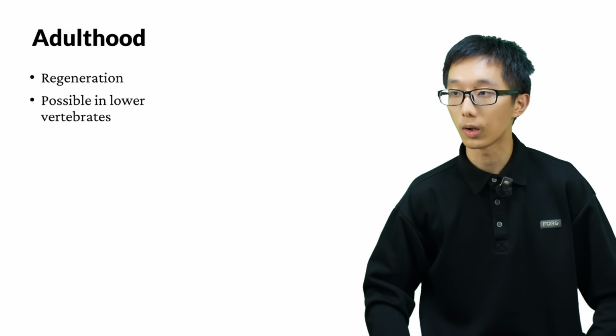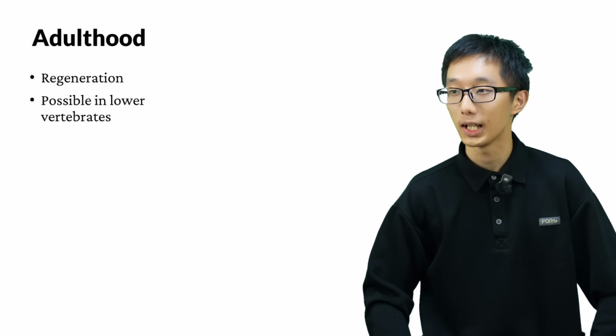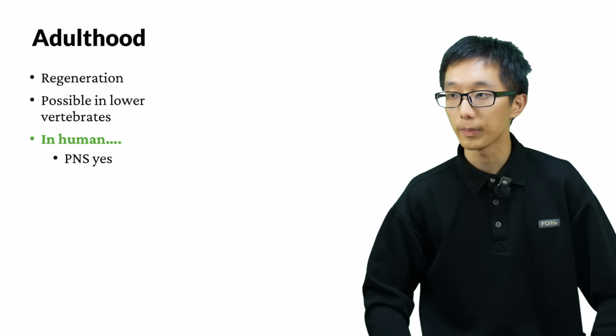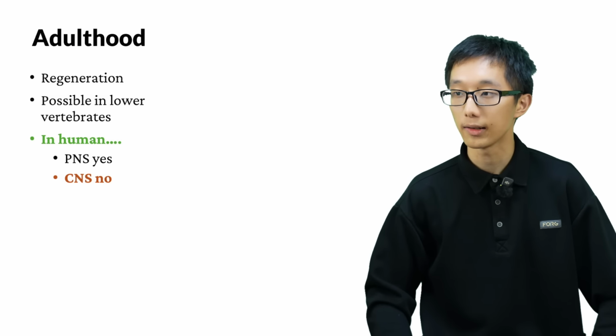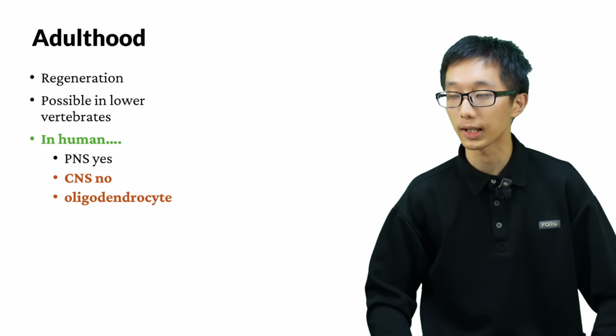Regeneration of all neurons is sometimes possible in lower vertebrates. However, we are a higher type of vertebrates, and so our ability to regenerate neurons is limited. In humans, in the PNS, we can regenerate some axons and neurons to a certain extent. However, in the CNS, we cannot do so. Why is that? One possible reason is due to the oligodendrocytes.